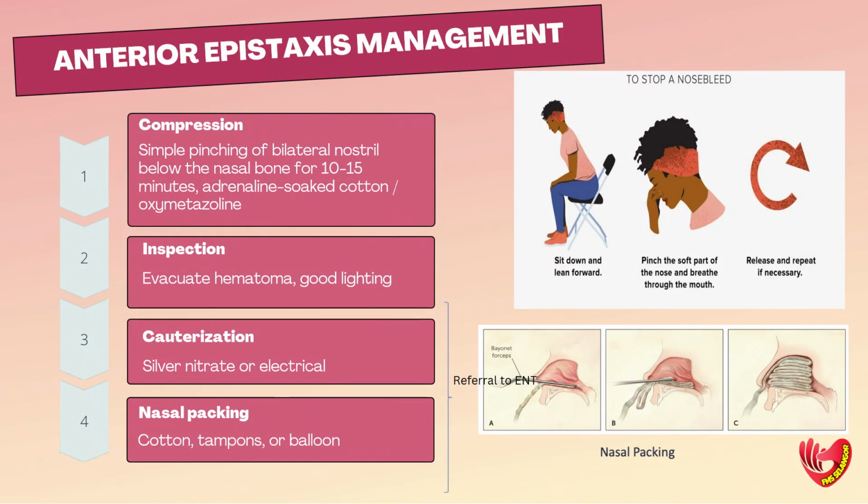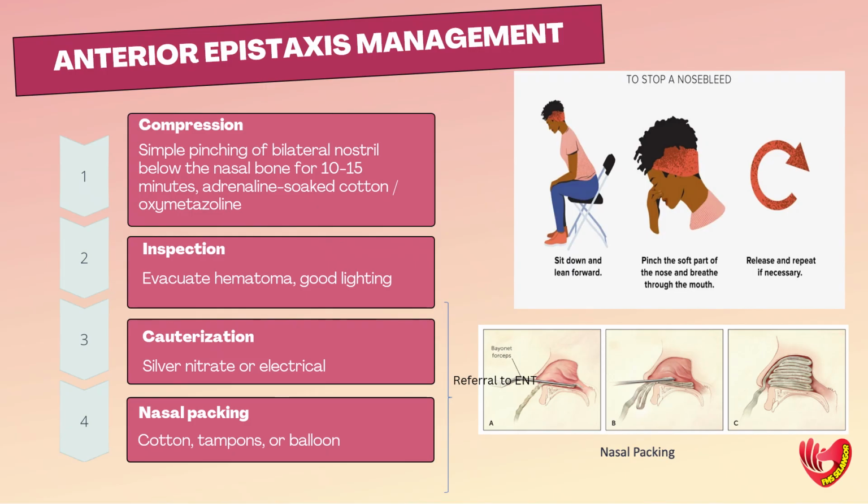The immediate management of anterior epistaxis involves the following steps. Number 1, positioning. Calm the patient and have them sit upright with their head slightly forward to prevent blood from flowing into the throat and airway. Number 2, compression. Pinch the soft part of the nostrils firmly together for 10 to 15 minutes while the patient breathes through their mouth. Number 3, clear the nasal passage.